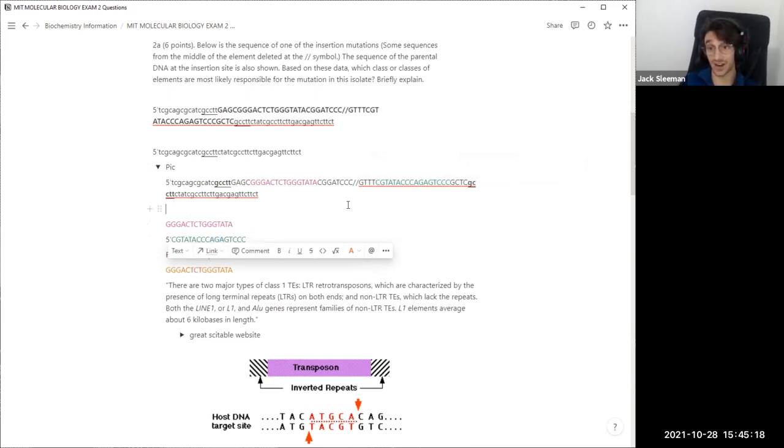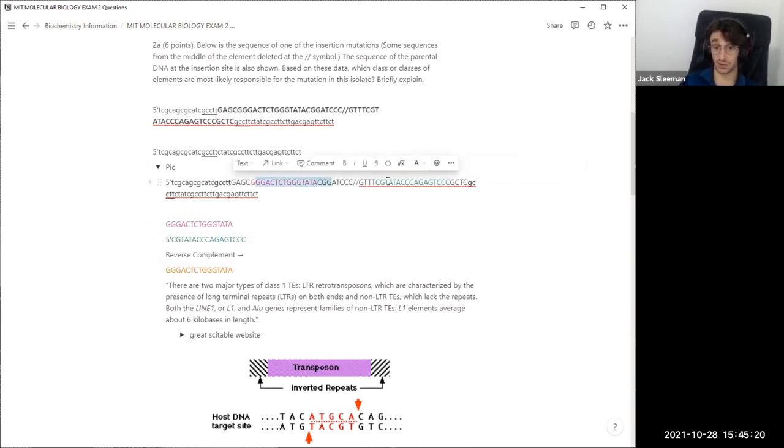So what I identified here is that there is a reverse complement right downstream. What does that mean? Well, that's just an indication that it's a certain type of transposon. You don't really talk about different types of transposons in 514, but it's just an interesting little piece of thing.